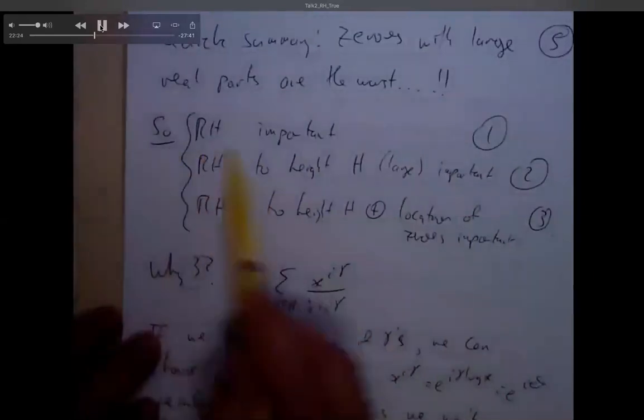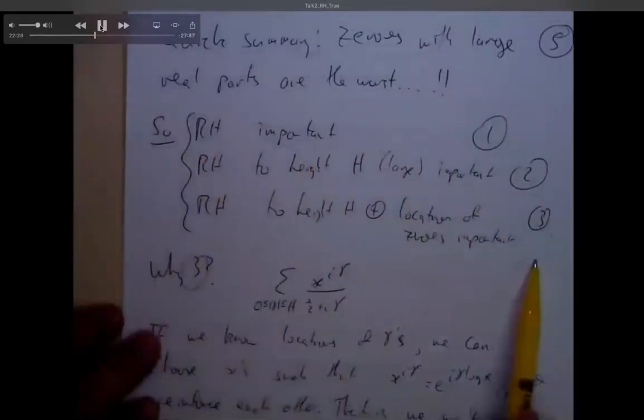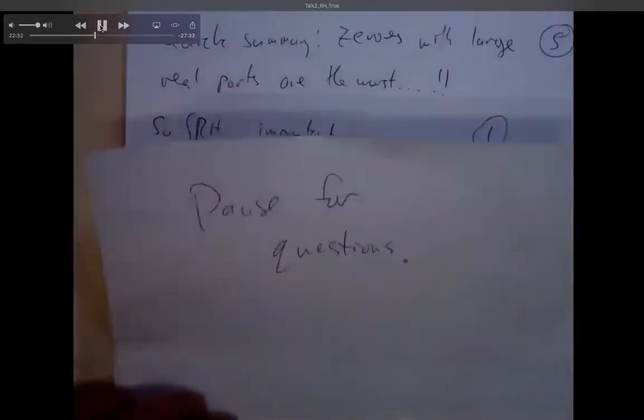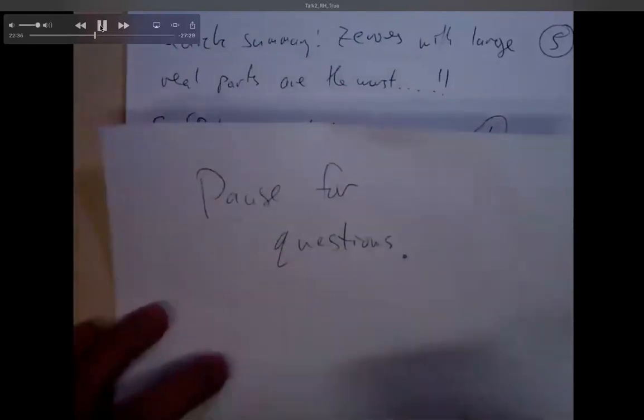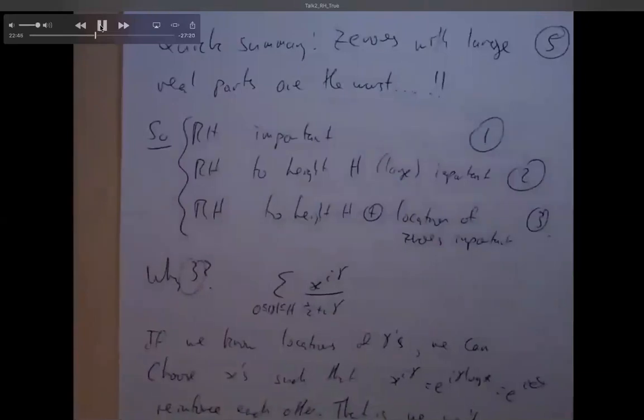I've tried to tell you why it's important. Okay, it's important, but also a partial verification is important. And to some extent, I've said the location of the zeros is important. So I've written there pause for questions, but just to keep to time, and Shanta was very kind to remind me of the format, we might push past this, and then if there's questions at the end, we can take them.